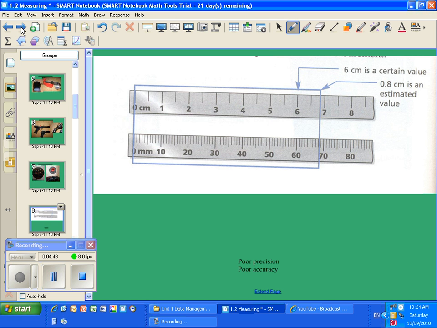Here's an example of the ruler that I was telling you about. A 1 centimeter ruler starts at 0, goes to 1. The only increment is in the middle, the half mark.